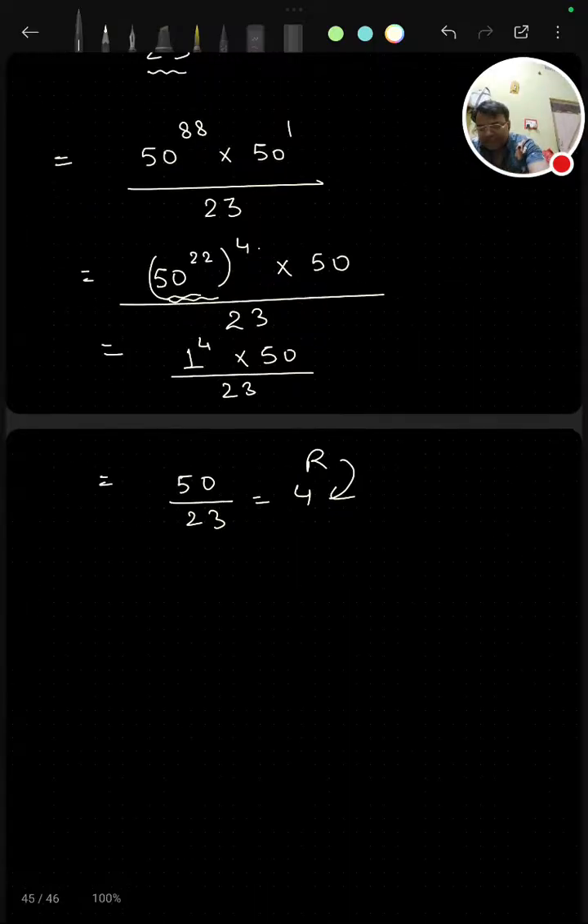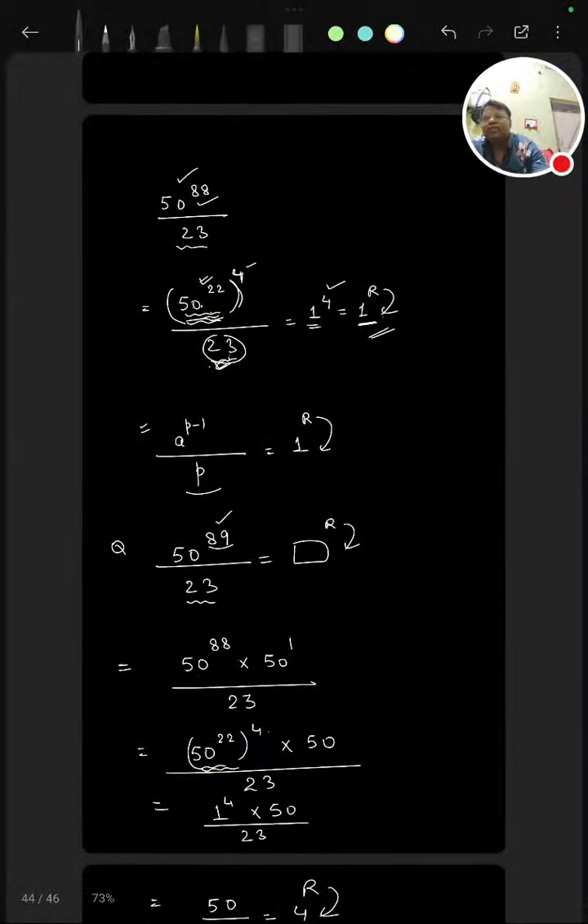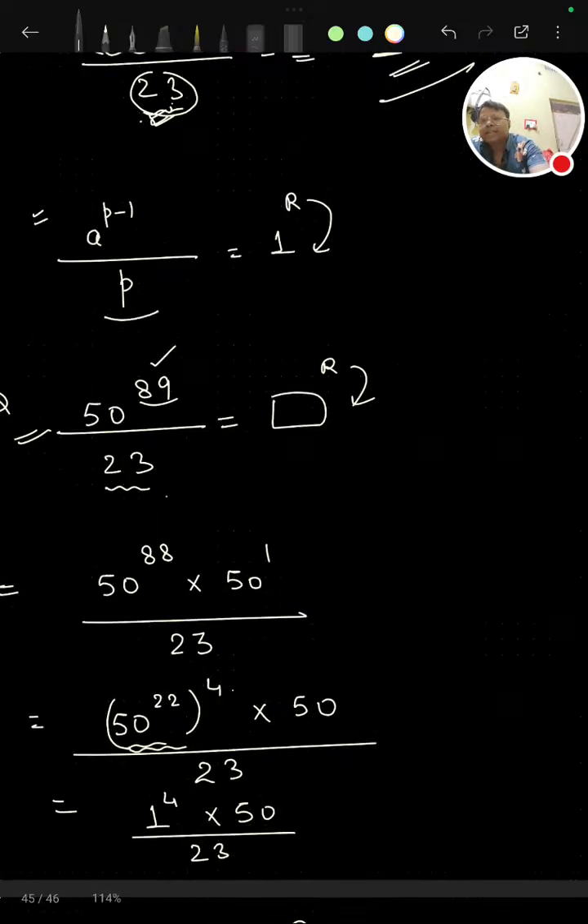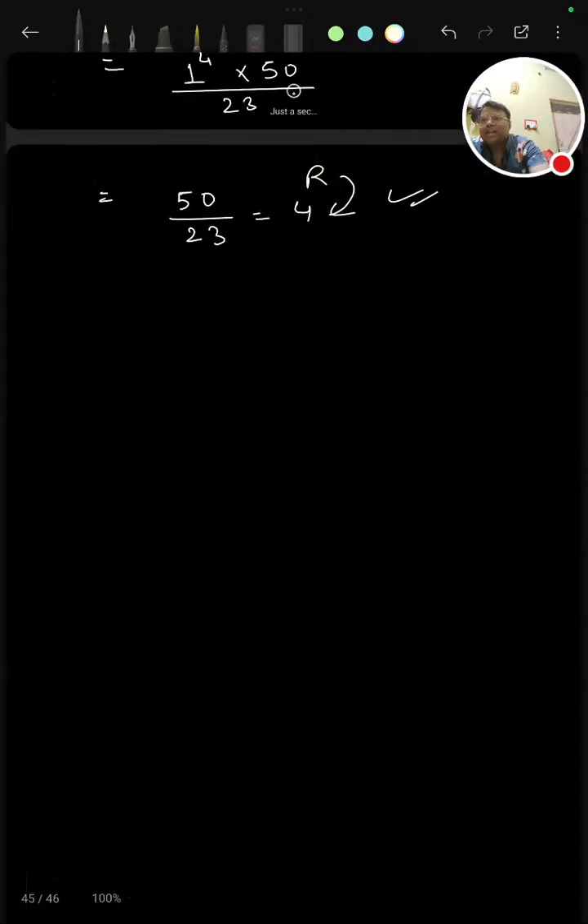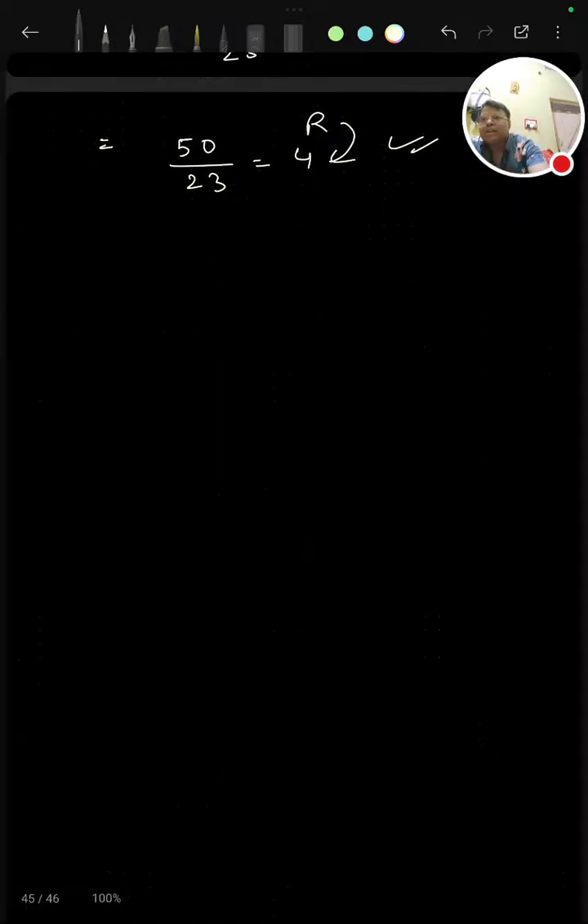Now you can see that there are two types of question. Here it is 50 to the power 88 divided by 23. What is the remainder? The remainder is 1. When 50 to the power 89 is divided by 23, then the remainder is 4. Clear? This is the complete explanation of this type of question. Okay. Now move towards the next question. These are all the questions related to Fermat's theorem concept.